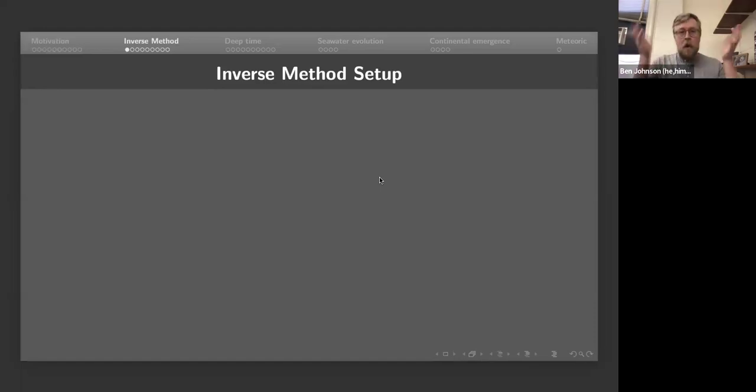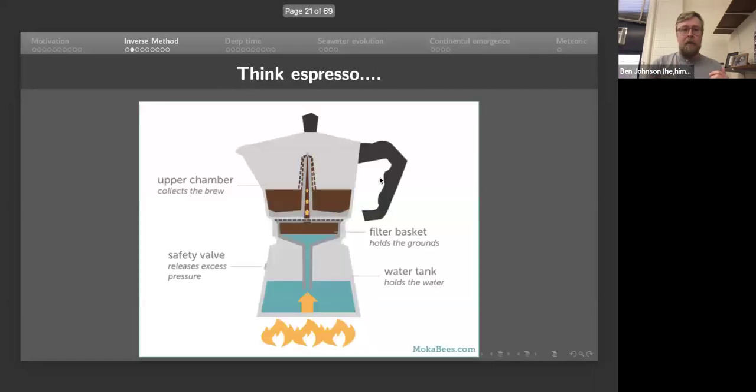And as a motivating image to keep in your brain, I know it's morning for me. I've already had one coffee, but I could always use more. So I'd like you to think about espresso, and specifically espresso made in a mocha pot. I don't know if anybody uses these, but this is what I use every morning to make a coffee. And it's a really pretty great analogy actually for what we're doing here.